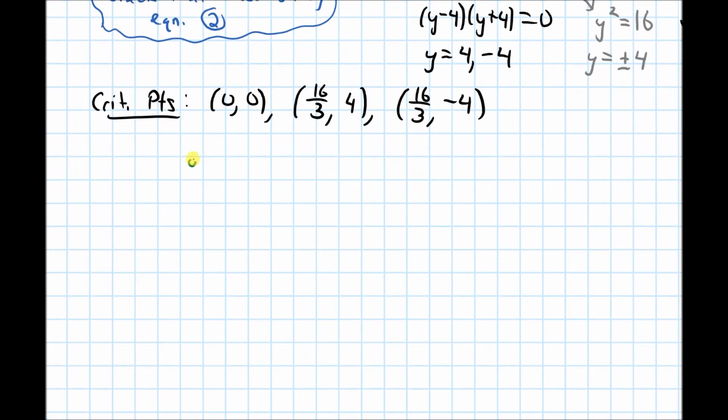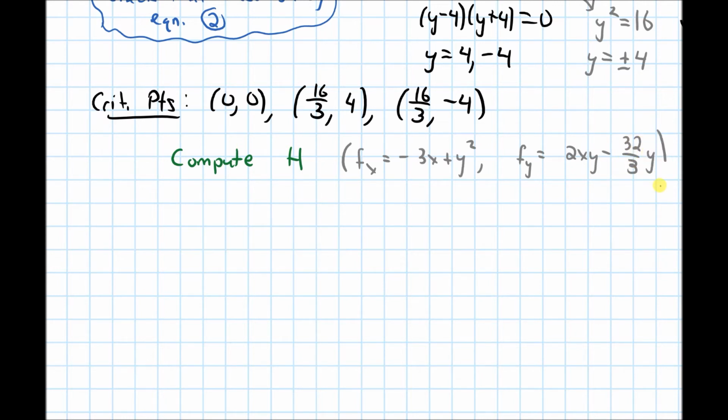All right, so we are ready to compute H. So recall what our partials were. The partial with respect to x was negative 3x plus y squared. And the partial with respect to y was 2xy minus 32 over 3 y. All right, so I'm going to need to know fxx, fyy, and fxy.